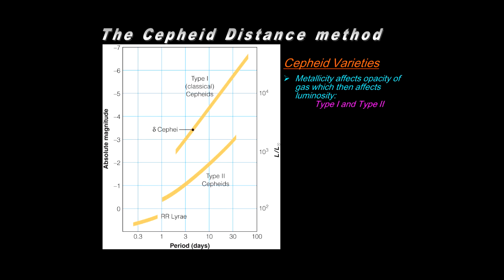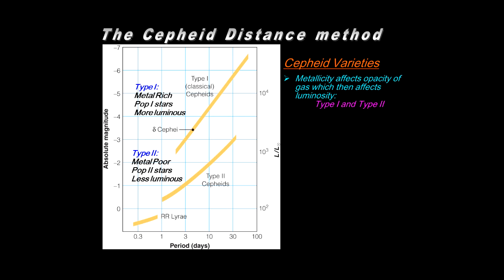So type 1 and 2. Well, type 1 are the metal rich. So they have a significantly larger amount of heavy elements. They're population 1 stars, they're more luminous. Population 1 simply means that they're the population of stars that were first discovered. When you go outside and look up in the night sky, those stars are the ones that were first discovered, of course, and they are known as population 1.